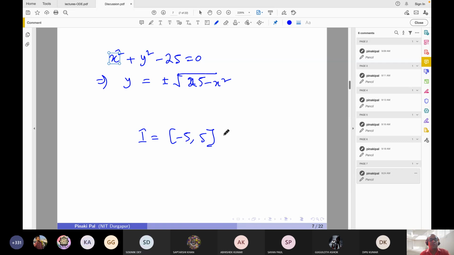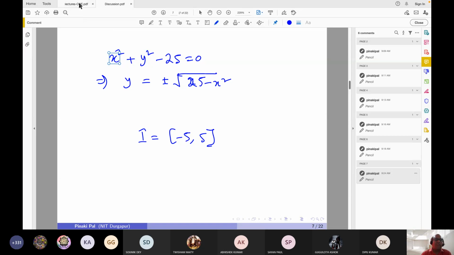y is equal to root over 25 minus x², and another one is y equal to minus root over 25 minus x². So both of these functions will satisfy the differential equation, and they are defined in a valid real interval, minus 5 to 5. Beyond this interval, it is not defined, and that is not required in the definition. So therefore, x² plus y² minus 25 is equal to 0 is an implicit solution.